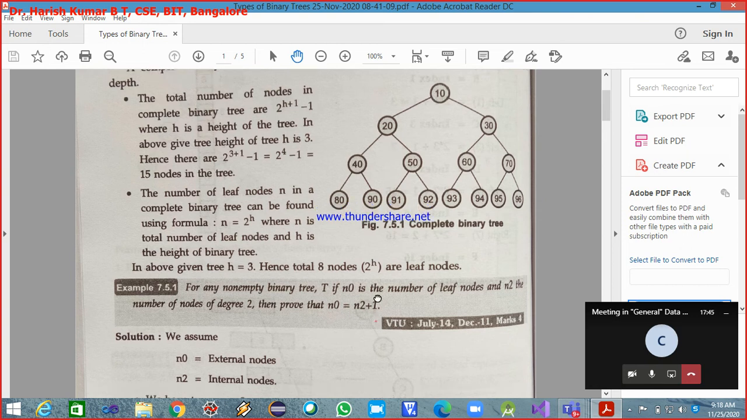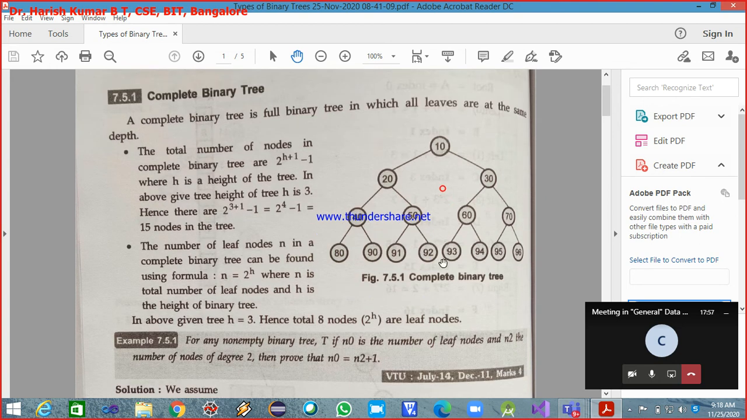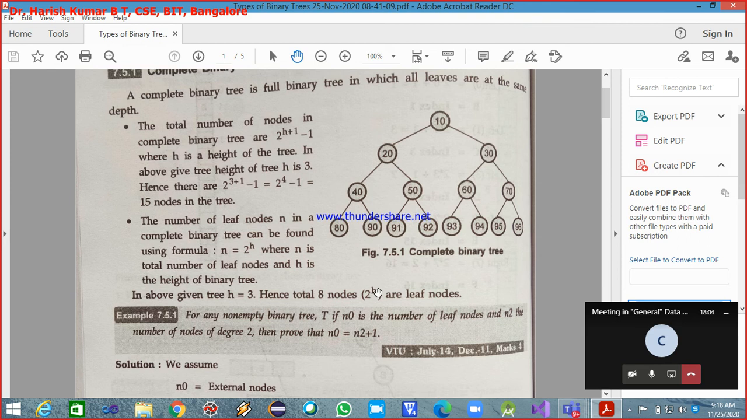Now here it says, prove that the total number of leaf nodes n0 is equal to the total number of nodes with degree 2, n2, plus 1. Just observe this. In simple terms, the total number of leaf nodes is equal to the total number of other nodes plus 1.